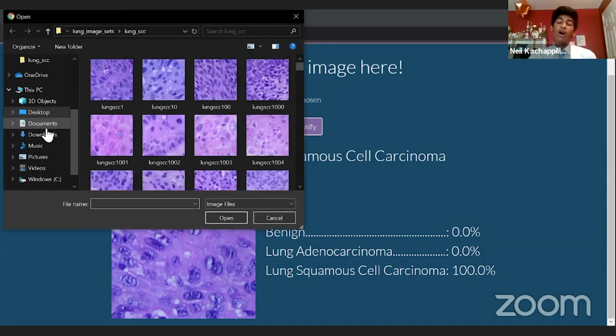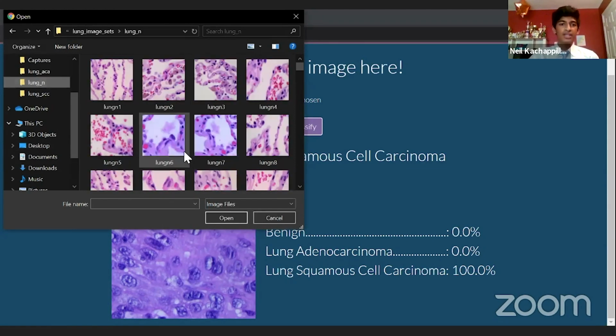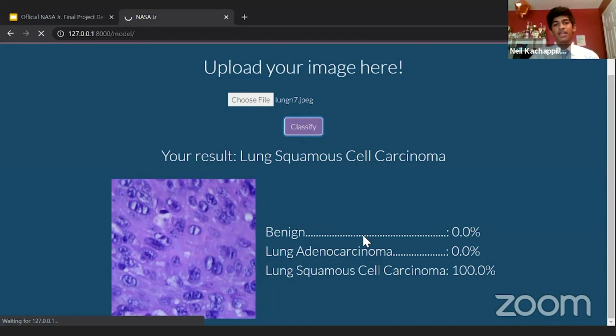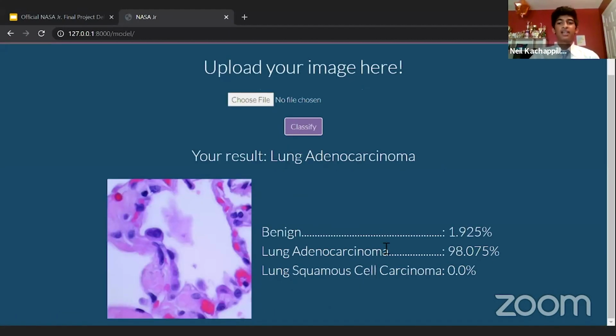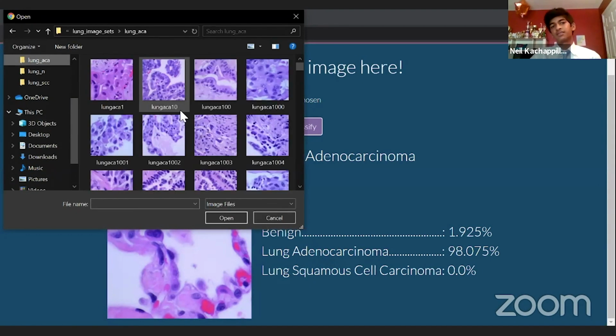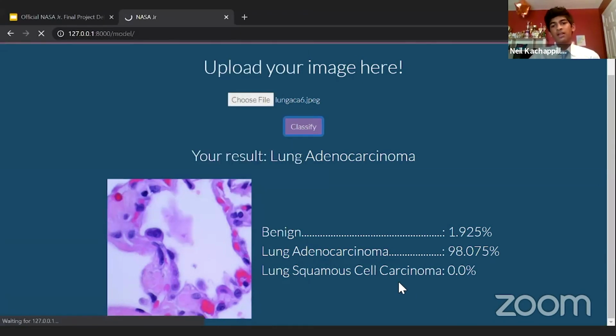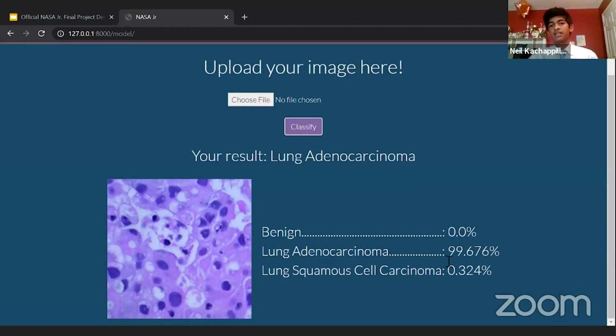Oftentimes, we see that our model is very confident, in this case, 100%. But on occasion, we do see that our model errs. Very rarely, I'm glad to say. But in occasions like this, where this image is actually benign, our model is confused and predicts it as lung adenocarcinoma. However, on most occasions, our model is very confident that it is the right class. As we will see right here, with this image of lung adenocarcinoma, it's very close to 100% confident that it is lung adenocarcinoma.